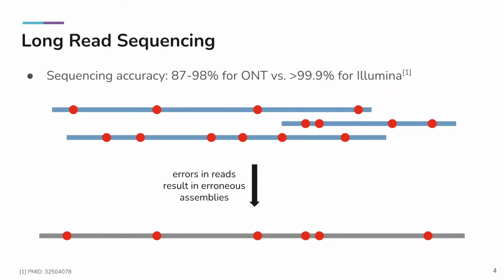However, the low accuracy of long reads remains a major limitation to their application, as this affects the accuracy of data obtained from them, such as genome assemblies. This is an issue because accurate genome assemblies are crucial for annotating functional elements and identifying clinically relevant variants.